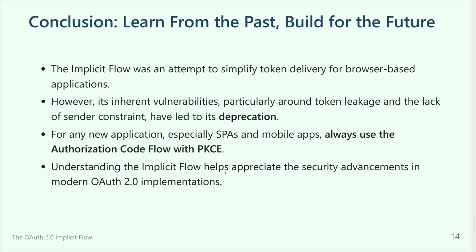Understanding the implicit flow helps appreciate the security advancements in modern OAuth 2 implementations, and I will add to this, it allows you to understand probably current implementations in some projects, how to avoid them, and you can even explain why the application should upgrade as soon as possible from this deprecated flow to the most current, modern one, which is Authorization Code Flow with PKCE. So this is what I wanted to present. It was a short video compared to the others that I usually do, because it's a very simple flow, but it is really important for you to understand the dangers of using this flow.